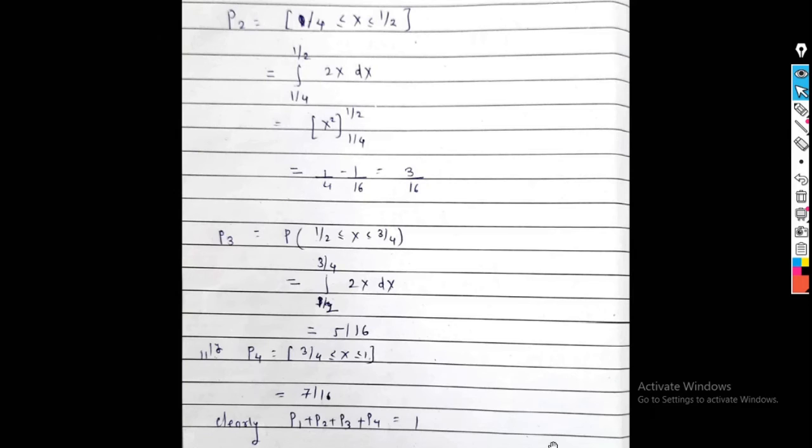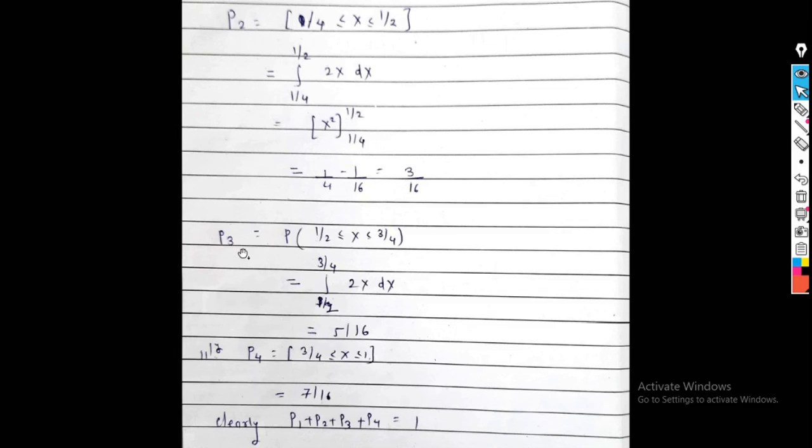Similarly, we can calculate P2, the probability of observations from the second part, and the range of the second part is 1/4 to 1/2. So we take the integral from 1/4 to 1/2 of 2x dx. That gives 2x squared divided by 2, and these 2 get cancelled, so x squared from 1/4 to 1/2. After solving this, we get P2 equal to 3/16.